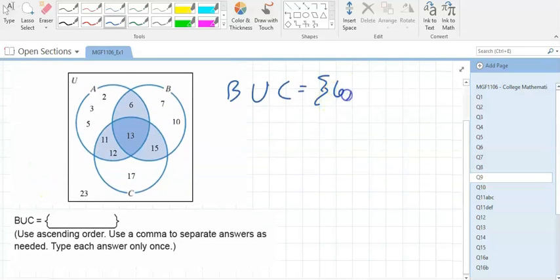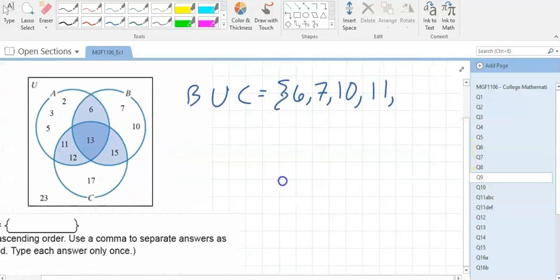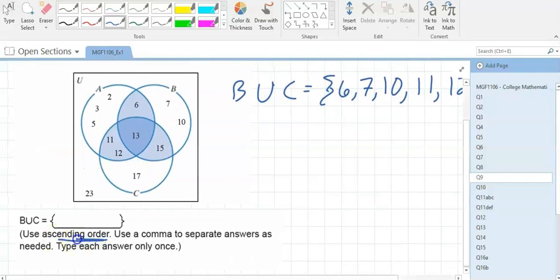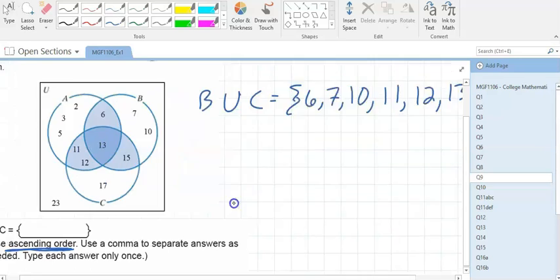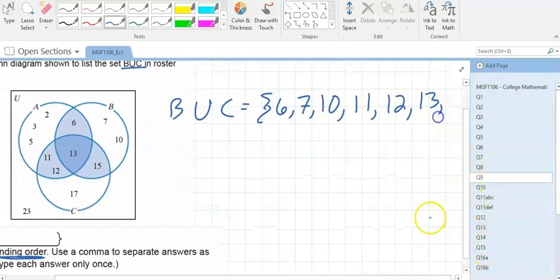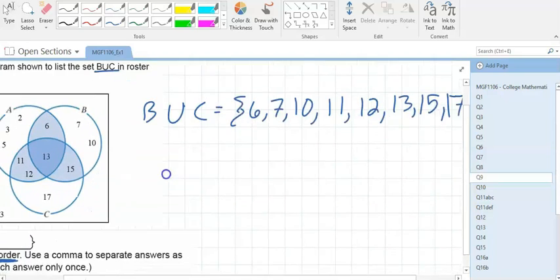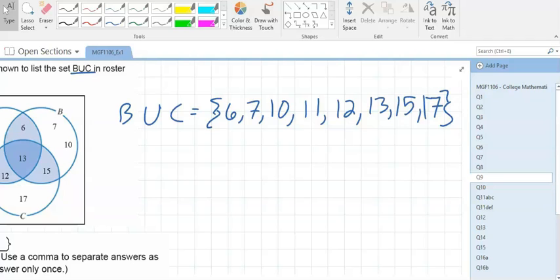6, 7, 10, 11, careful, 12, 13, because these directions definitely say give it to me in ascending order. So 12, 13, anybody else? 15, anybody else? There you go. And there's your set. That's what they want. Give me everybody in B and C. And that's 6, 7, 10, 11, 12, 13, 15, 17. Because those are all the numbers in those two circles.